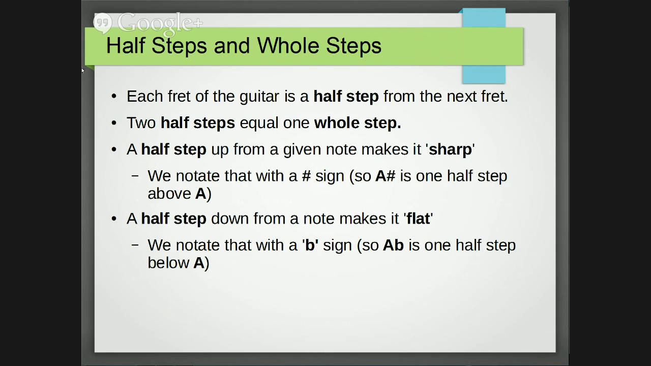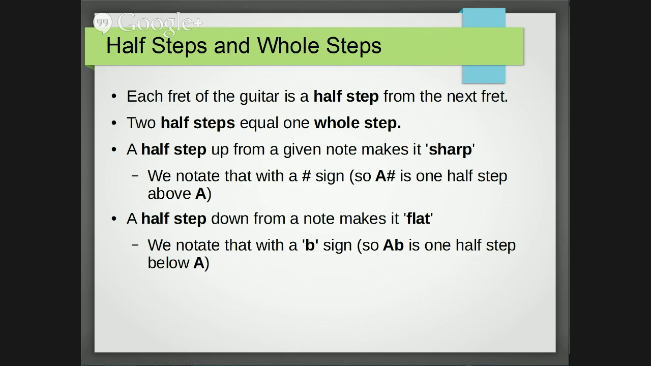So first, we're going to talk a little bit about half steps and whole steps. Each fret of your guitar is a half step away from the next fret. 2 half steps equal 1 whole step. So if you're playing on your 5th fret, and you move up to the 6th fret, you went up a half step. If you were starting on the 5th fret and you went up to the 7th fret, that would be up a whole step.